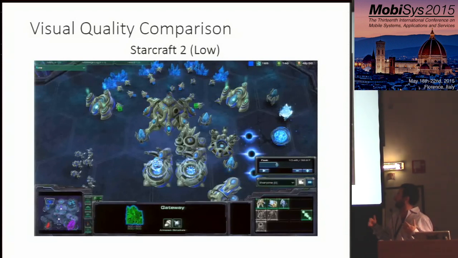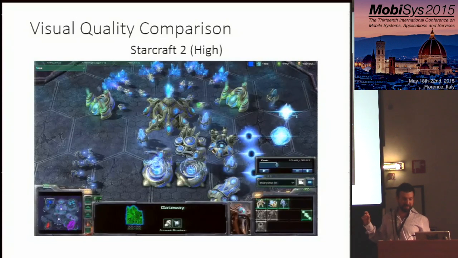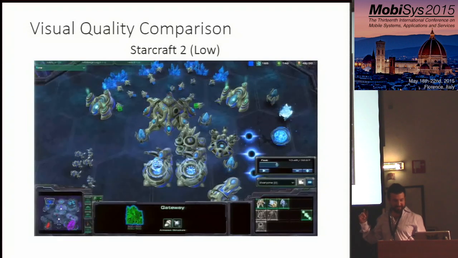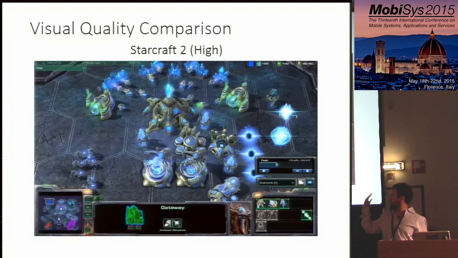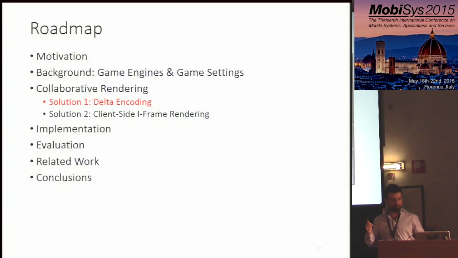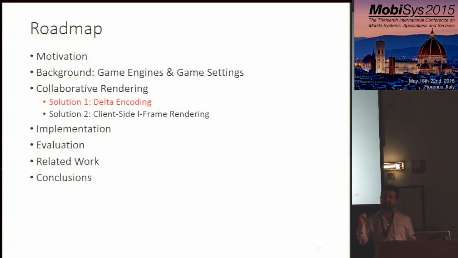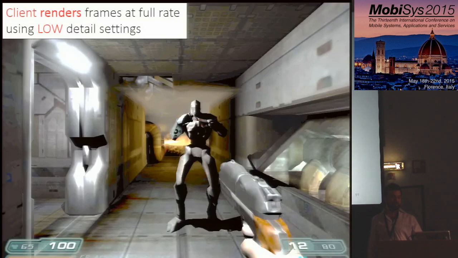So let's take a look at how this works in another game. This is StarCraft 2. This is StarCraft 2 in low detail. Take a look at how much better it looks in high detail. Take a look at, for example, the floor. Look at the tiles, look at the cracks. You don't get any of that in low detail. So really, this is the kind of experience that we want to give to mobile users when they are playing, even on their phones. So, let me show you the first technique that we are working on.